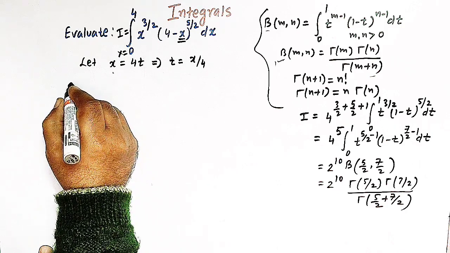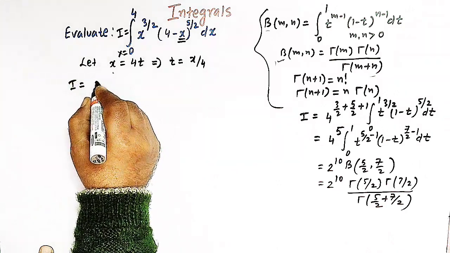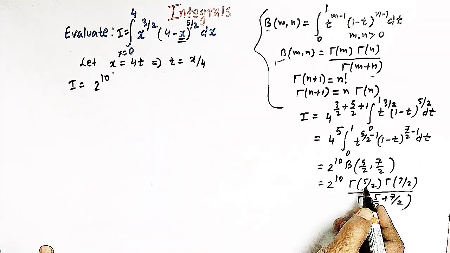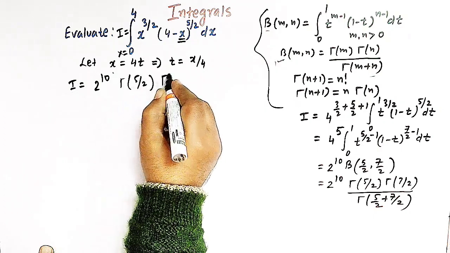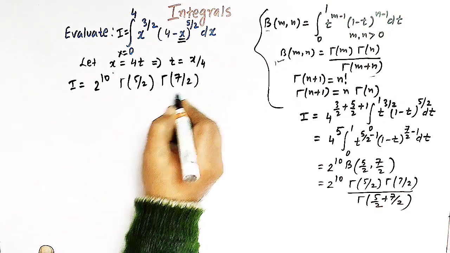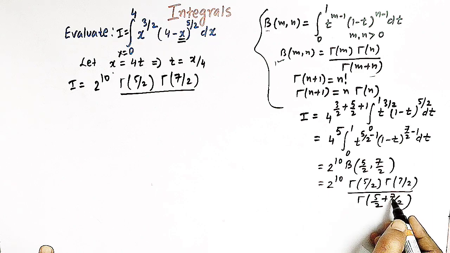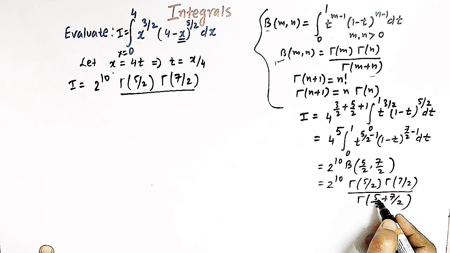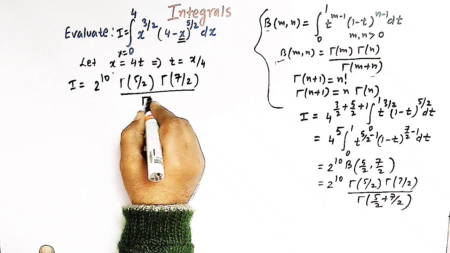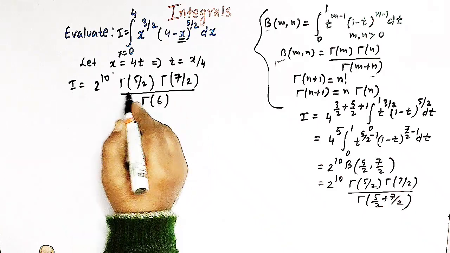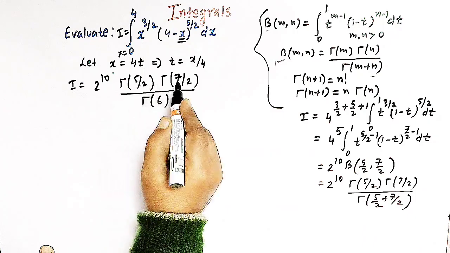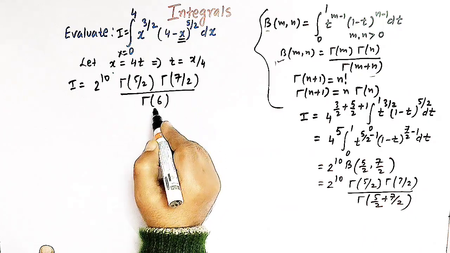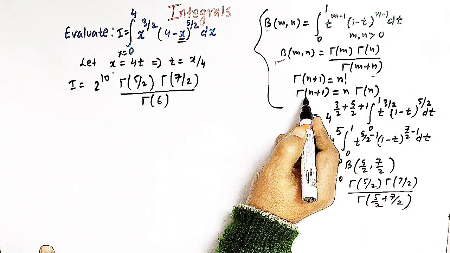So now the integral I can be written as 2 raised to 10. Then we have gamma 5 by 2 and gamma 7 over 2 divided by gamma of 7 plus 5, that is 12, 12 over 2 is 6. So we have gamma 6, right? So now let us find out the values of these three terms using these relations.